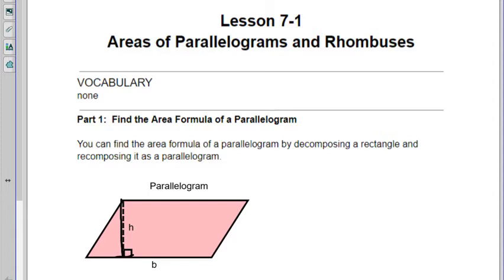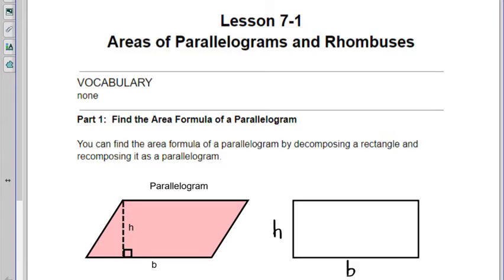Now, you already know the area of a rectangle. What if I had a rectangle that had dimensions of B by H? The length was B, the width was H, or in this case we're calling it the base and the height. Well, the area of that is going to be just your base times your height, right? That's all it is. Your length times your width. That's the area. Now, notice this.